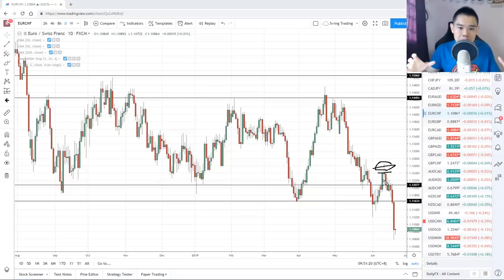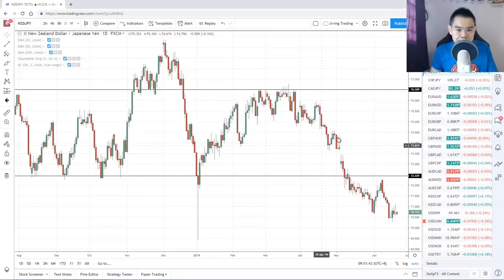So this is what I mean by first trouble barrier. The further the first trouble barrier is away from your entry point, the better the trading setup is. This is a very important concept, and really not many traders realize this. And what else do I have to share?